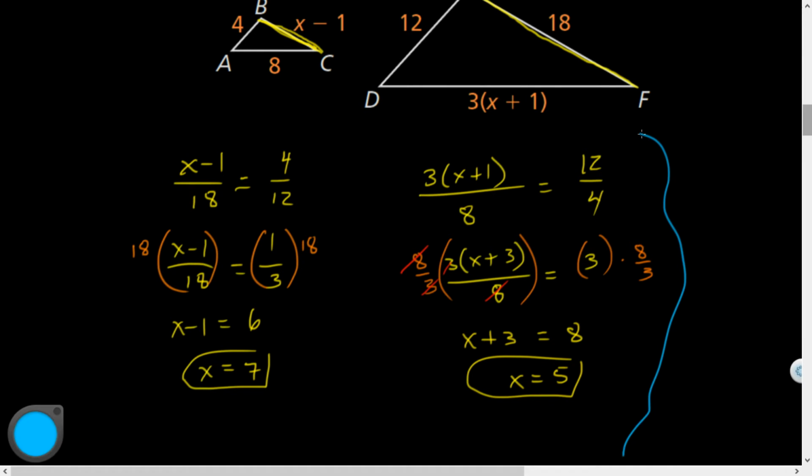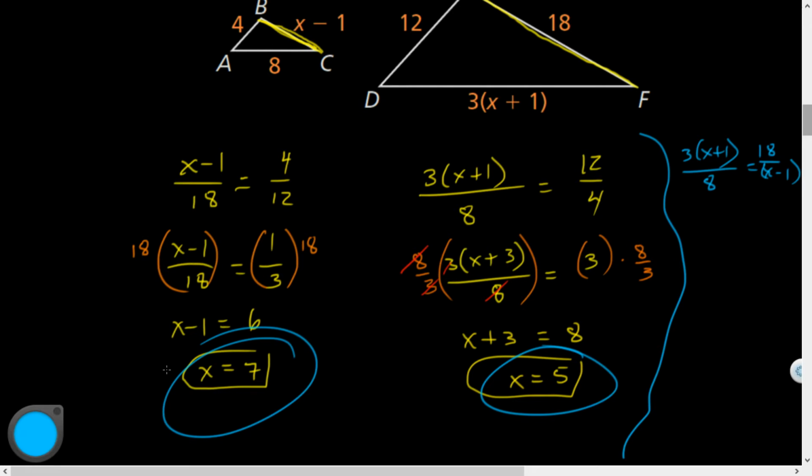Interesting way to do this. I just want to point out, I could have compared the 3 times the x plus 1 to the 8. And I could have compared the 18 to the x minus 1. And if you cross-multiplied this, you would have ended up with a quadratic equation, which you could have solved using completing the square, quadratic formula, or factoring. In this case, I suspect it's factorable. Those are whole numbers, but it even works if they were rational numbers.